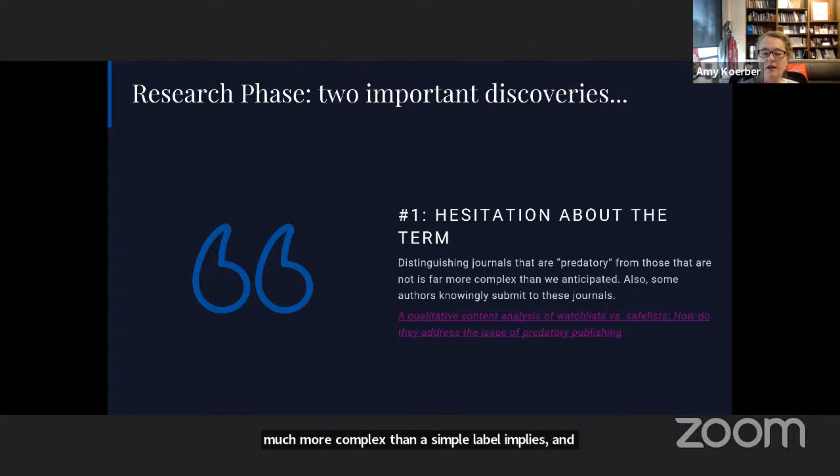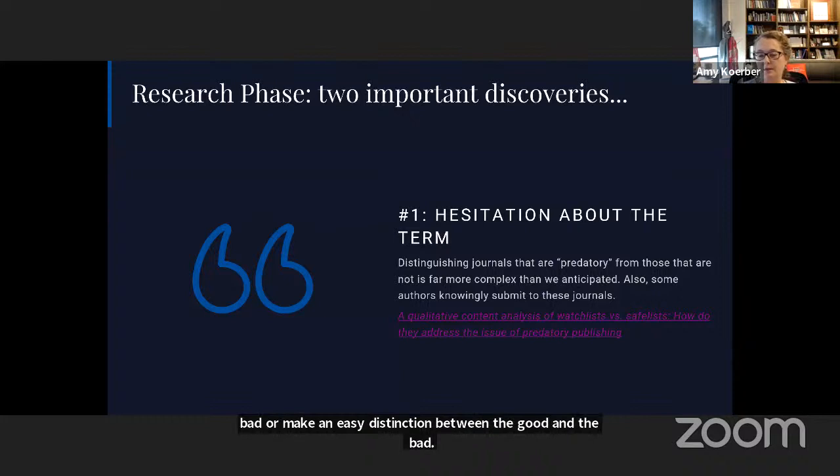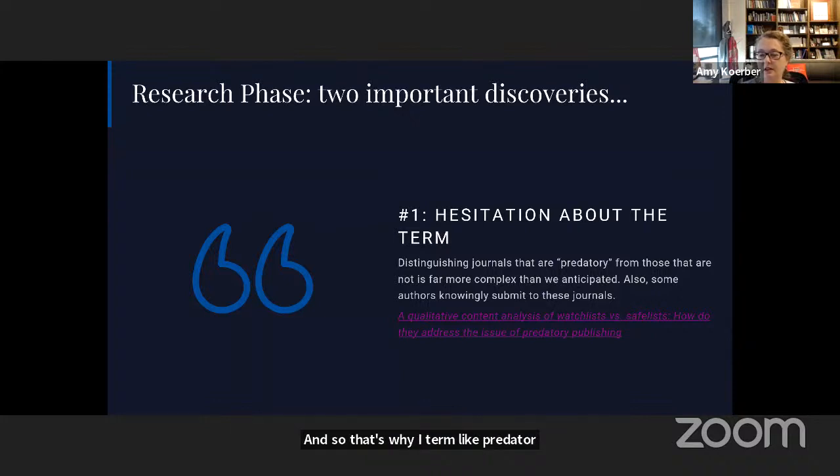And in fact, one of my key takeaway messages is I think the very use of a term like predatory is just an effort to make something simple that is inherently very complex. And that's something we all have to do to survive, right? We try to have these terms that separate out the good and the bad, or make an easy distinction between the good and the bad. And so that's why a term like predatory has its attraction, and it is really desirable, and people like to use that term. But the problem is once you dig down in it, it's just a lot more complicated than that term implies.